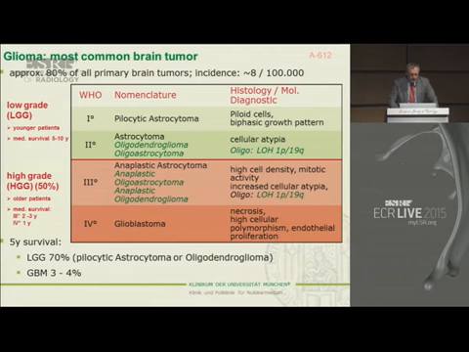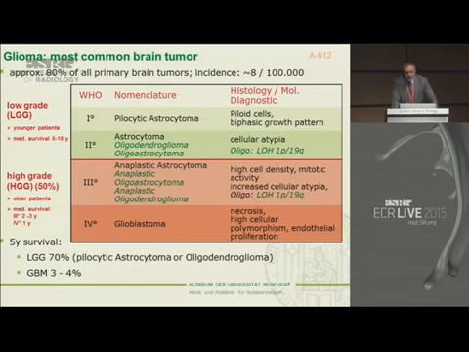So let me briefly sum up about glioma. It is the most common brain tumor. It's approximately 80% of all primary brain tumors, and it has an incidence of about 8 to 100. You can roughly separate low-grade and high-grade gliomas. So low-grade gliomas affect mainly younger patients and have a relatively good prognosis, whereas the high-grade gliomas have a very low median survival and mainly affect older patients.